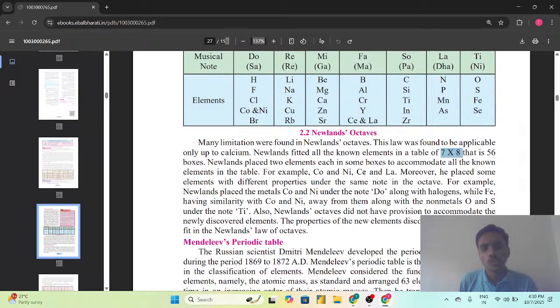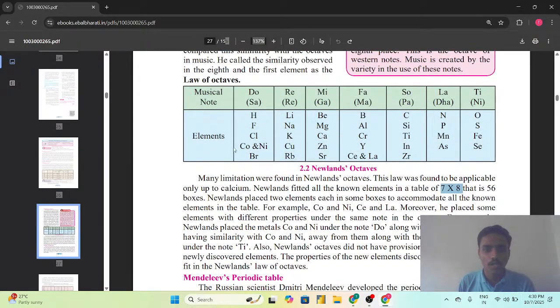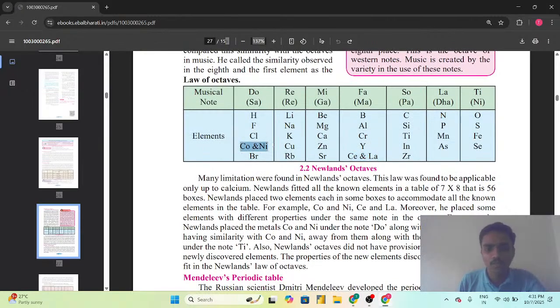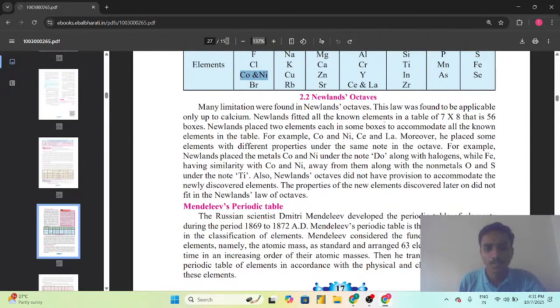Newlands placed two elements in some boxes to accommodate all the known elements in the table. As we can see in the chart given here, cobalt and nickel are placed in the same box. Then cesium and lanthanum are placed in the same box. He could not classify whether they belong to the same category, as he studied the chemical properties of the two elements and put them in the same box. So this was a limitation of Newlands' law of octaves.